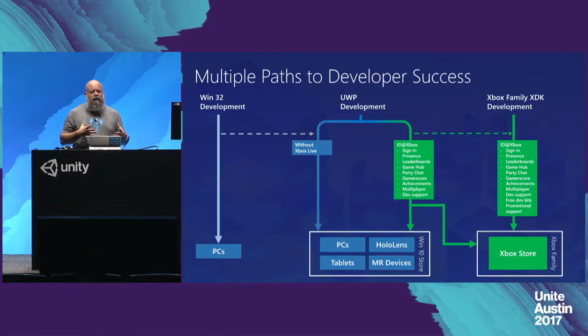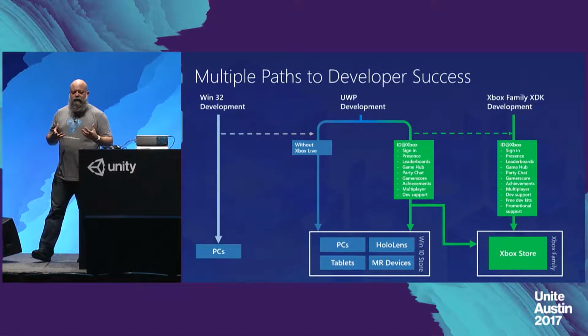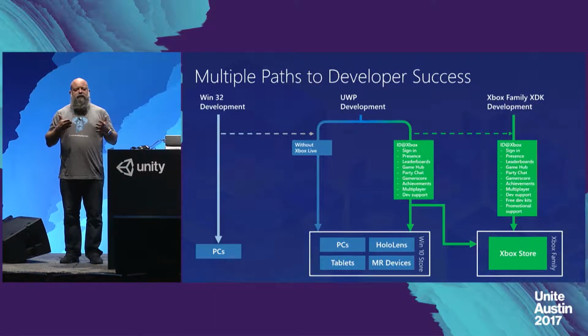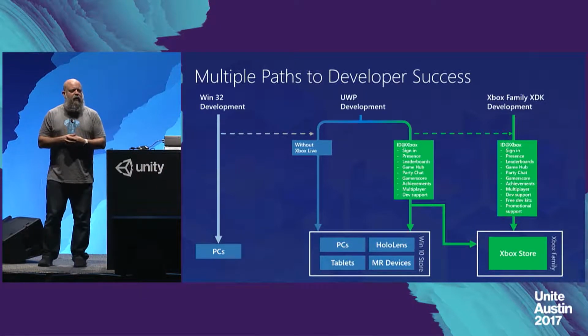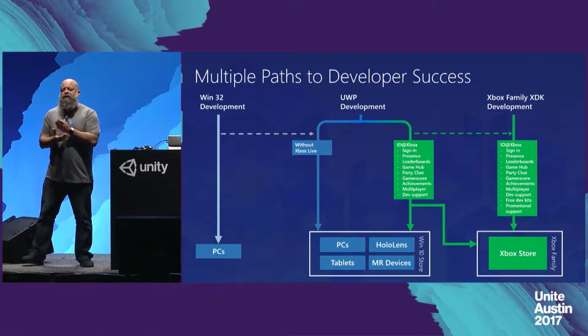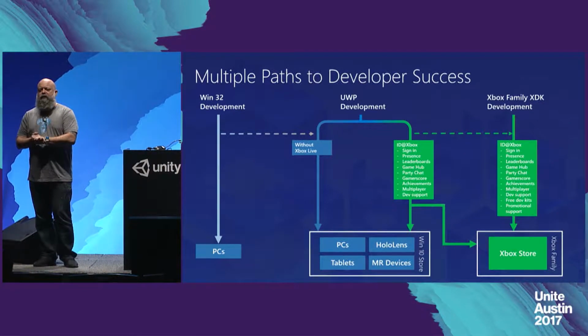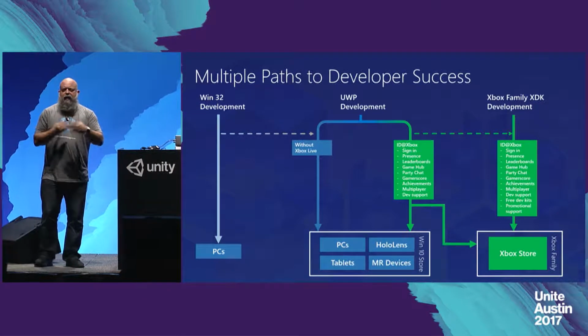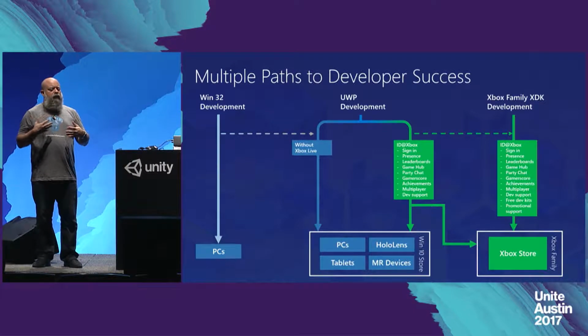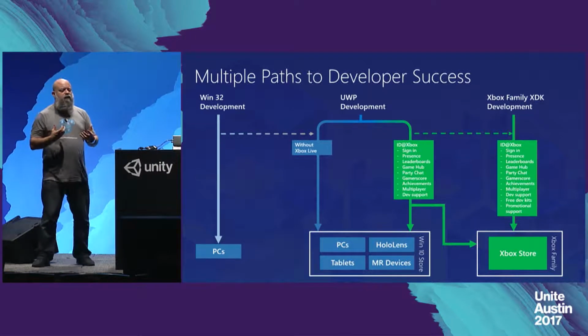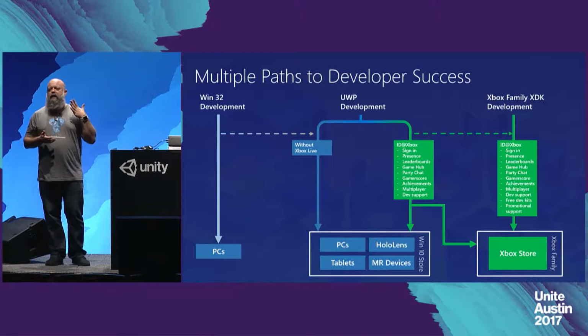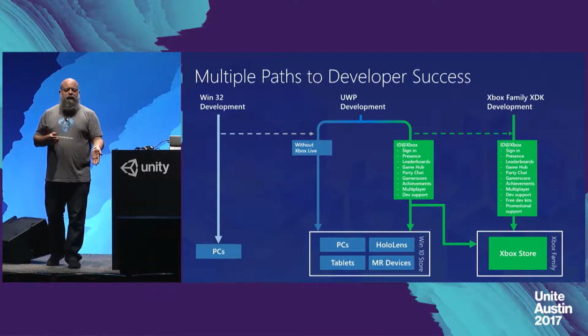When we look at how we've been tracking, we have these three sort of paths to developer success when we're talking about the Microsoft ecosystem. They've got the classic, right? The Win32, the stuff that you can do right now and you have been able to do for years with Unity and other engines, DirectX, C++, whatever you want to do. Win32 development's been there, and being able to actually target PCs.